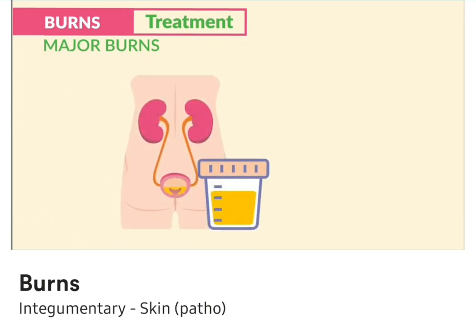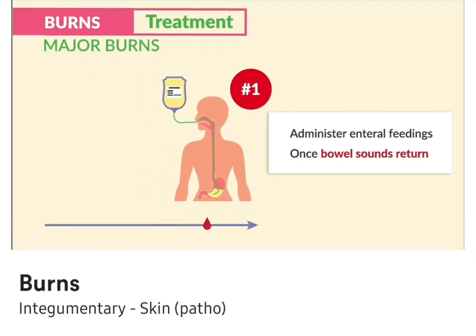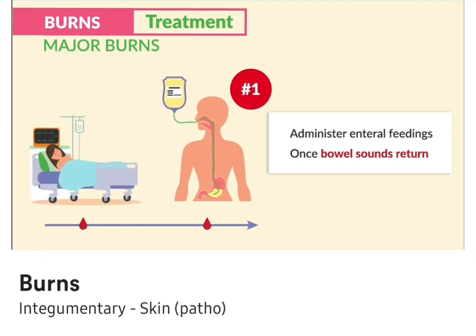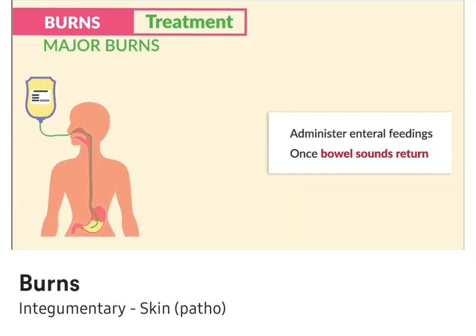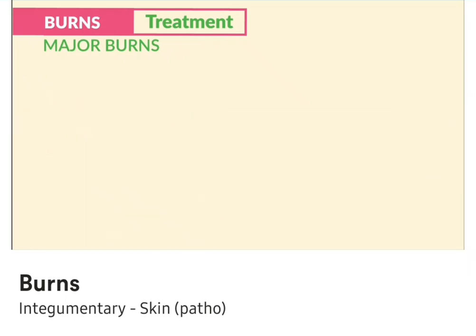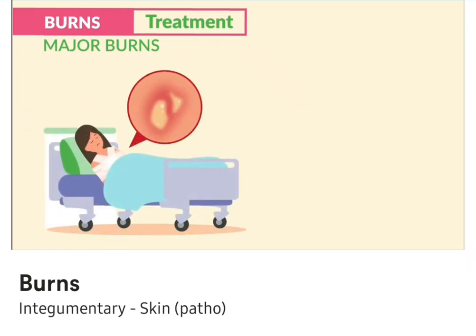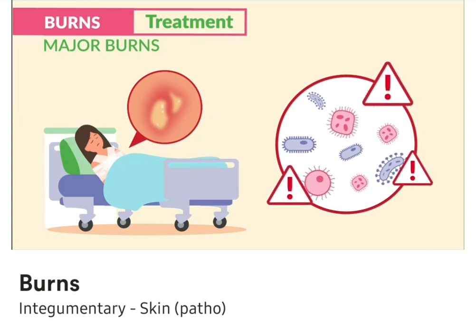Now, once the client shows adequate urine output and is urinating or diuresing over 30 mLs per hour, then we can administer enteral feedings once bowel sounds return. Nutrition is always a priority, but only after fluid resuscitation. This helps the client meet the caloric intake required to rebuild damaged tissues from a burn. Now, as the body heals with open wounds from major burns, infection is a huge deadly risk here.